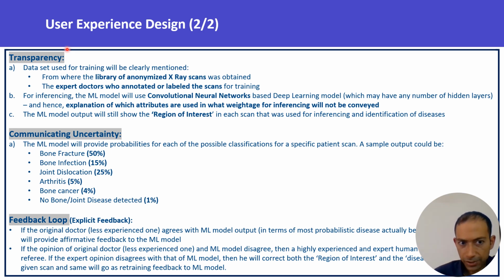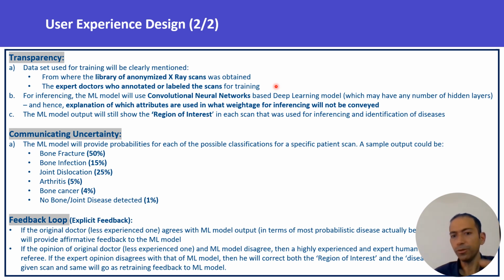So how will we ensure transparency in the data set? For the data set used for training, we will mention where the library of anonymized X-ray scans was obtained. Firstly, the library will be anonymized, and we will mention whether it came from a public library or from a paid source, etc. And we will mention who the expert doctors were who labeled the training data set so that there is complete transparency.